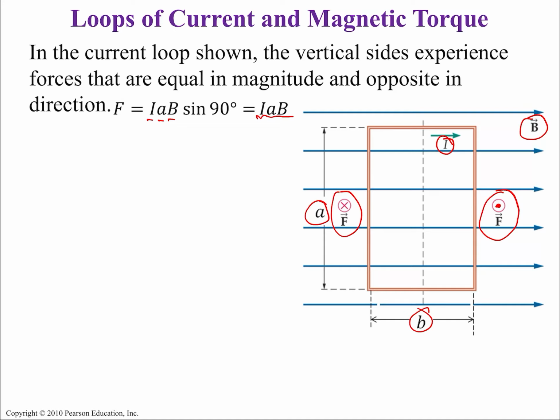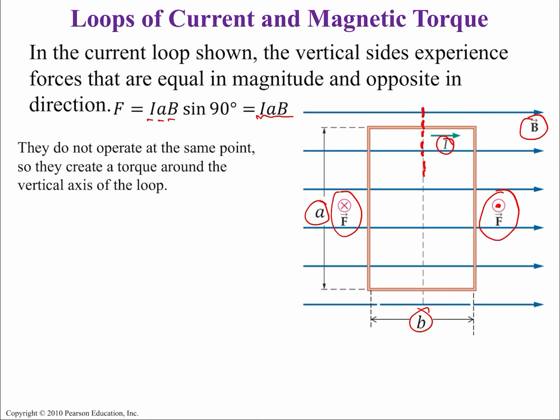But notice that these two forces on the left side and the right side are not exerted at the same point. So can you see that this loop will rotate about an axis going through the dashed line? Because of the torque. Do you remember the equation for torque from Physics 50? Tau is equal to r cross F. That's the equation for torque.